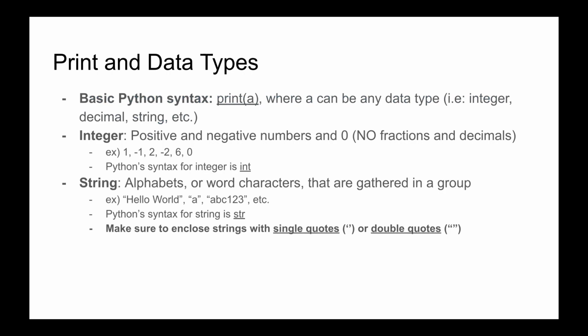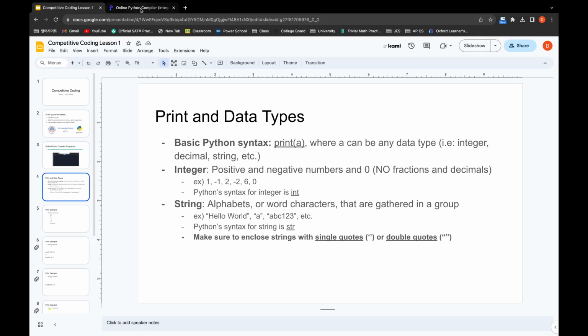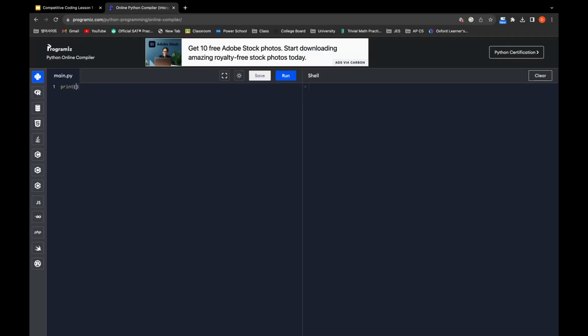In order to print something in Python, we need to use print and parentheses, like this. Between 2 parentheses, you can put what you want to print. For example, if you want to print number 5, you can put 5 between 2 parentheses. So, print, and between these 2 parentheses, we put 5. And if we run the code, ta-da! There's 5 in our shell, or the outcome.